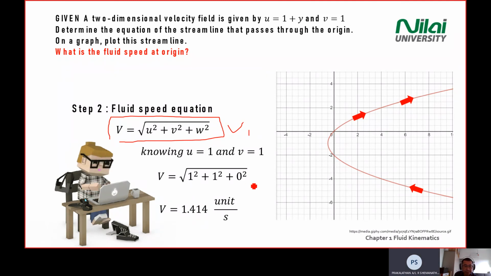Because u is 1 and v is 1, we're taking from the equations from the vectors. Correct. Because it's 1 plus y. Yeah, because just now, it's 1 plus y.